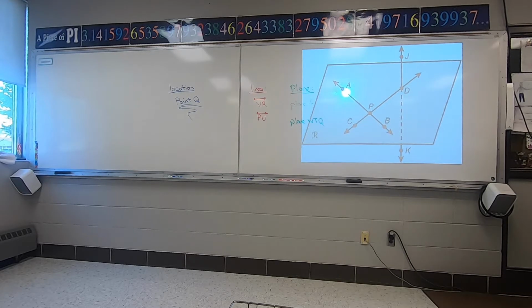Just yell it out there. Plane CBP. Yeah, CBD. Yeah, that works. CAB. You have a bunch. You just pick any 3 that are not in a straight line. So don't name it plane CPD. You've got to give me 3 non-collinear points, 3 points not in a straight line.